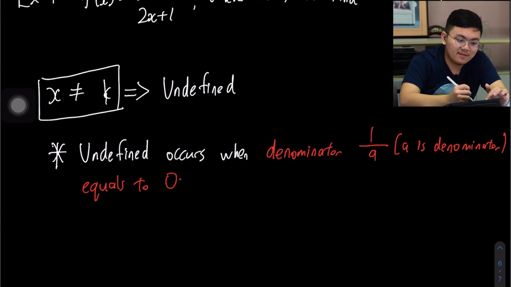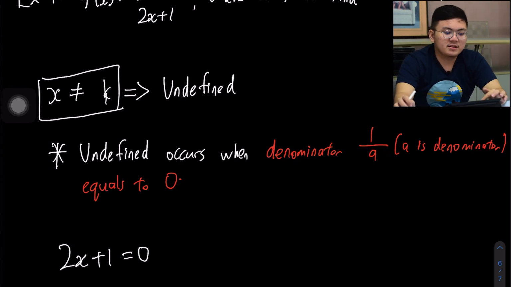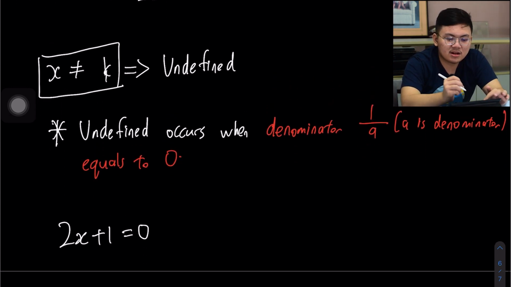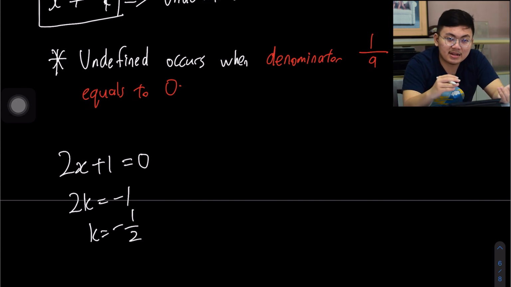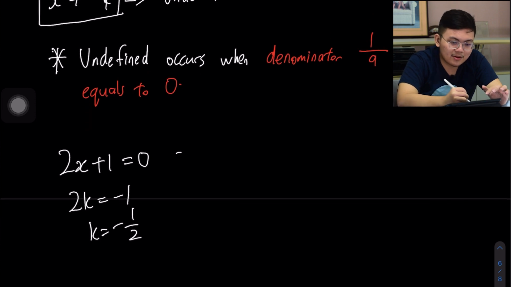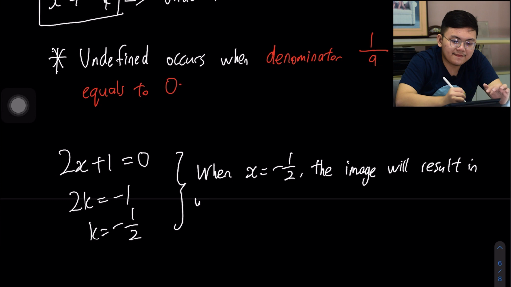So it means that when 2x plus 1 equals 0, the function is undefined, right? Then 2k plus 1 equals 0, so k equals negative 1 over 2. You just substitute the k inside the x. So from here, what can you conclude? That when x equals negative 1 over 2, the image will result in undefined.